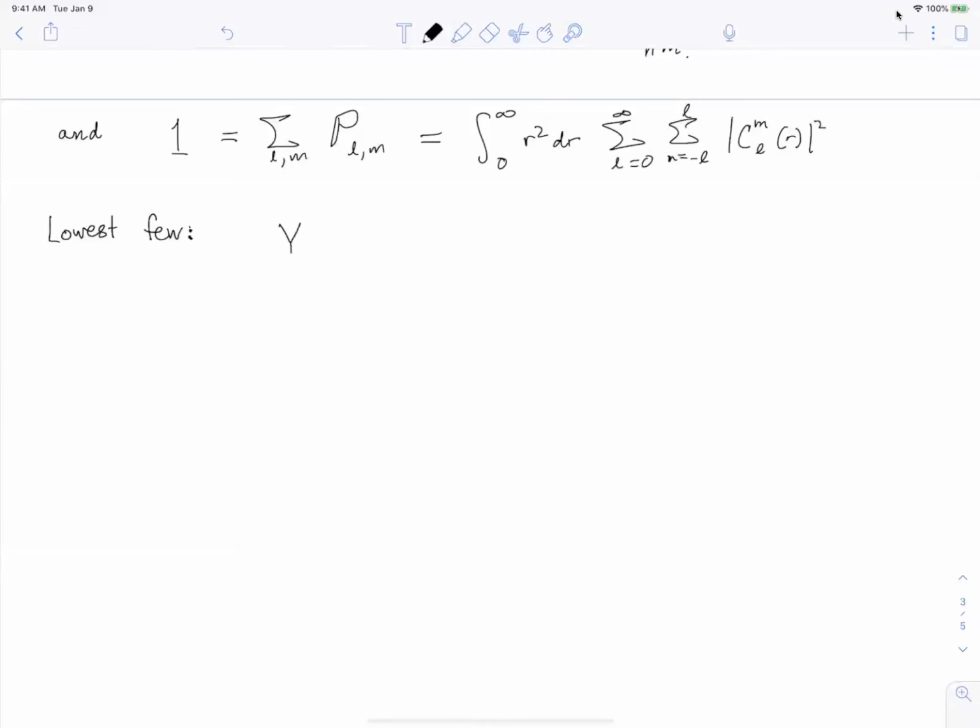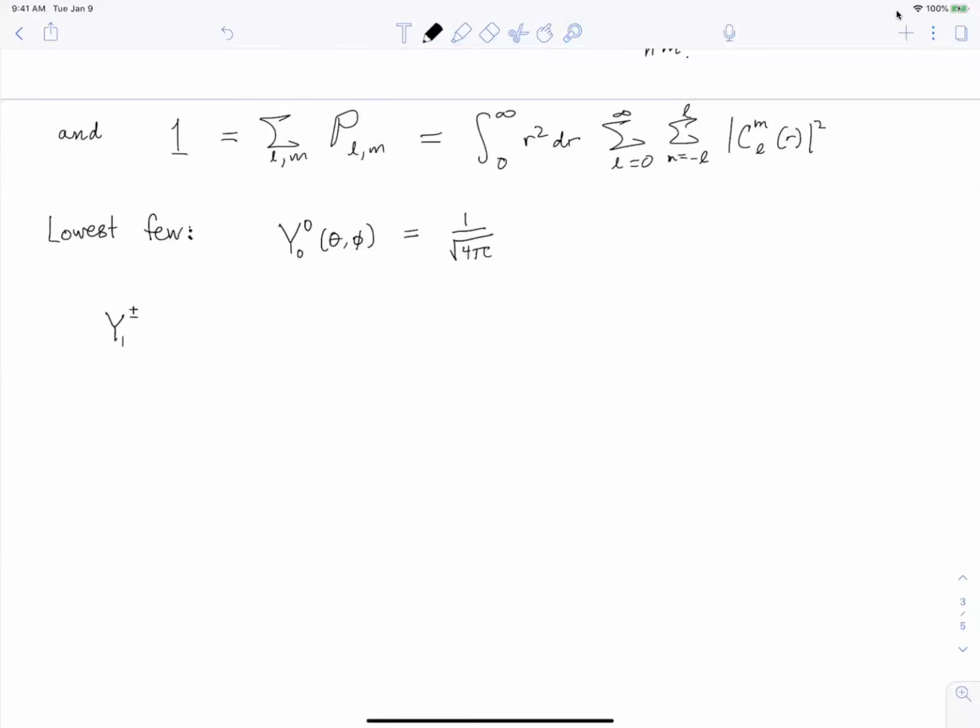So Y_00 is the easiest one, because that doesn't depend on theta and phi at all. And so the normalization just sets it equal to 1 over the square root of 4 pi. So it's a constant. And then there's Y_1.